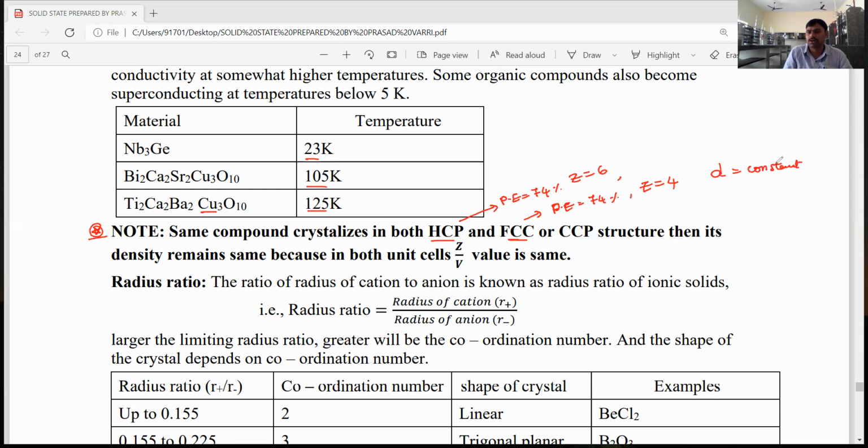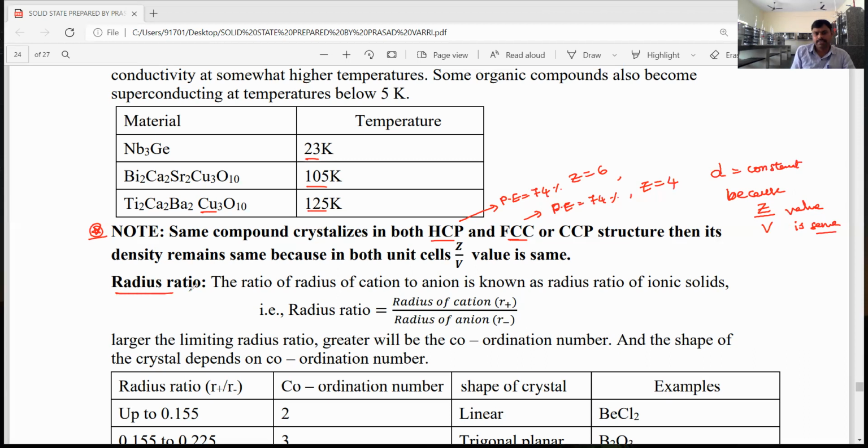Why is D equal to constant, dear students? D is constant because, for the same element, Z by V, the unit cell constant divided by the volume of the unit cell, is the same. The Z by V value is the same. Okay, that point you have to remember.